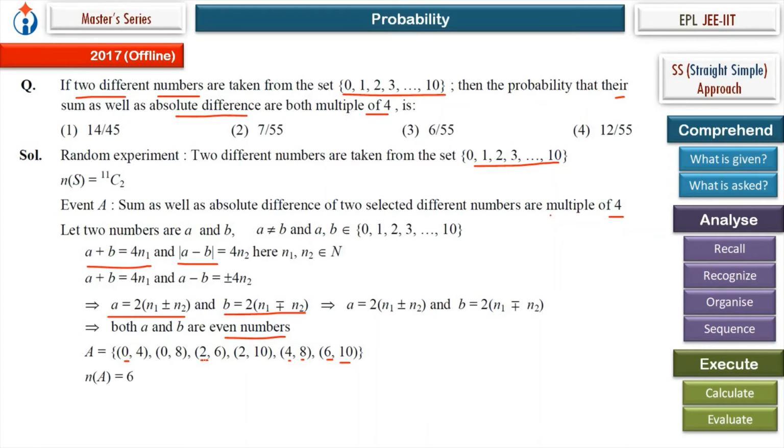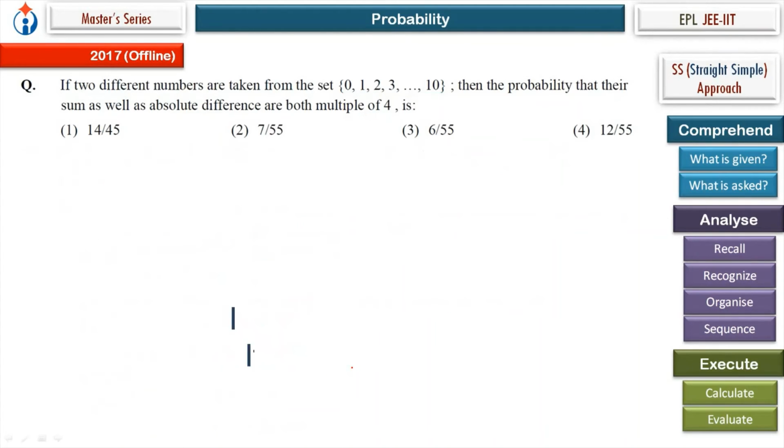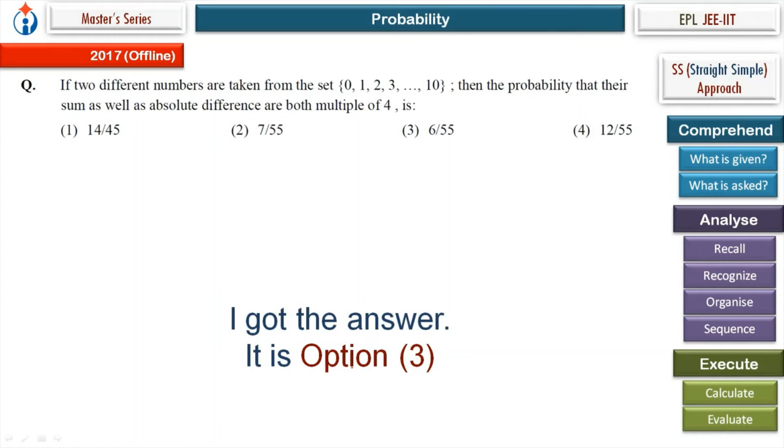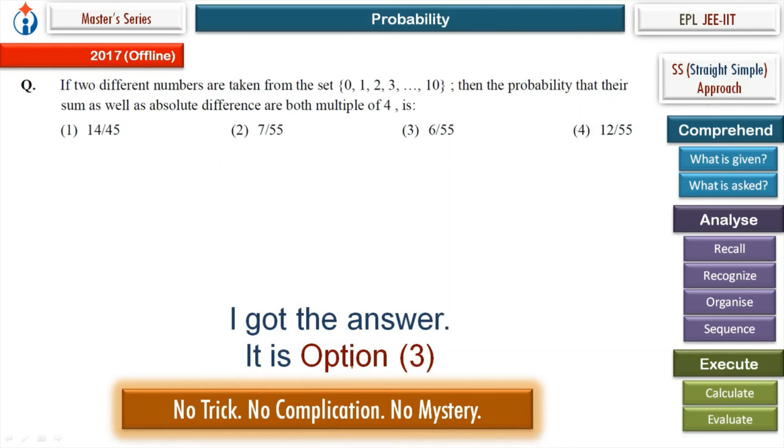n(A) is equal to 6. I get the probability P(A) equal to, just putting the values, 6 upon 55. Straight, simple approach. I got my answer, it is option 3. No trick, no complication, no mystery. It's a straight, simple approach.